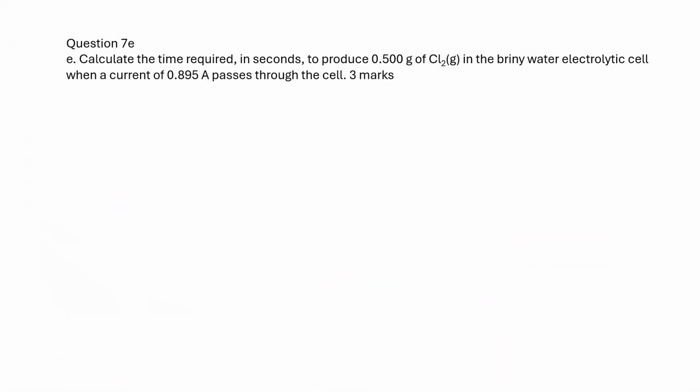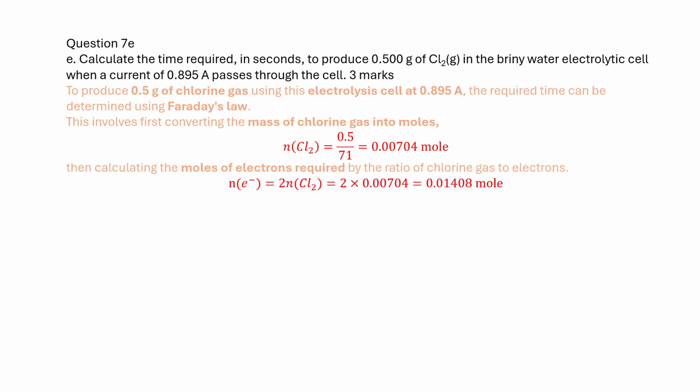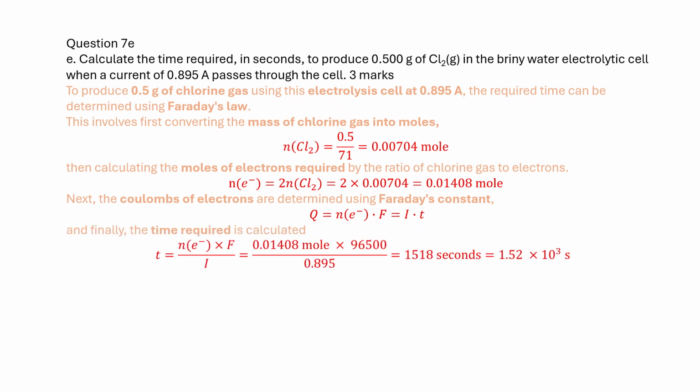To produce 0.5 g of chlorine gas, using this electrolysis cell at 0.895 A, the required time can be determined using Faraday's law. This involves first converting the mass of chlorine gas into moles, then calculating the moles of electrons required by the ratio of chlorine gas to electrons. Next, the coulombs of electrons are determined using Faraday's constant, and finally, the time required is calculated.